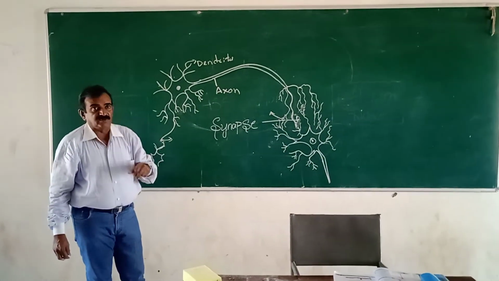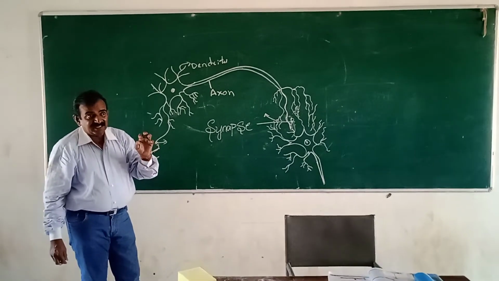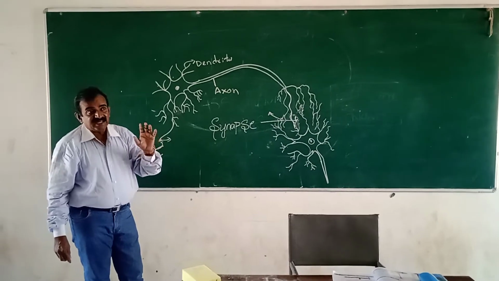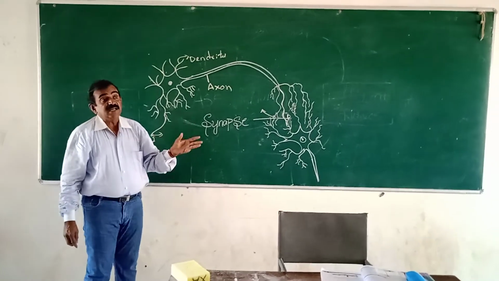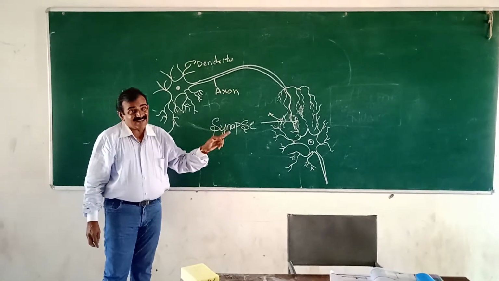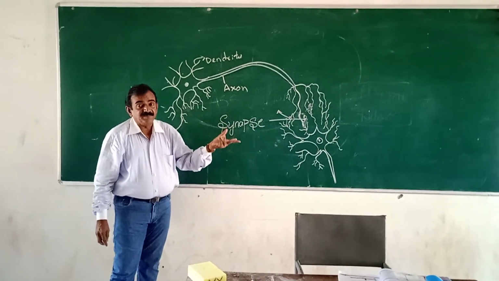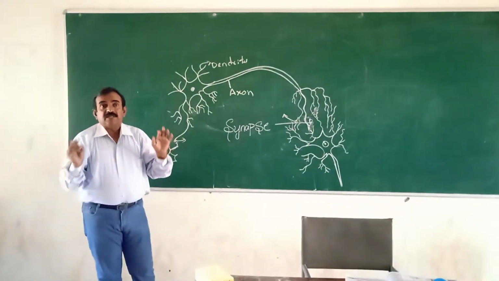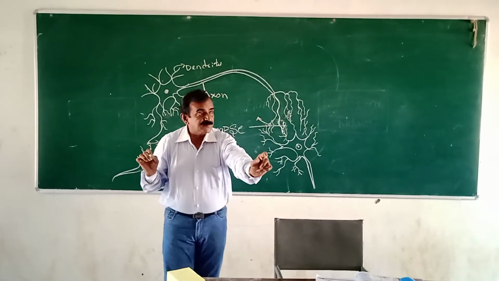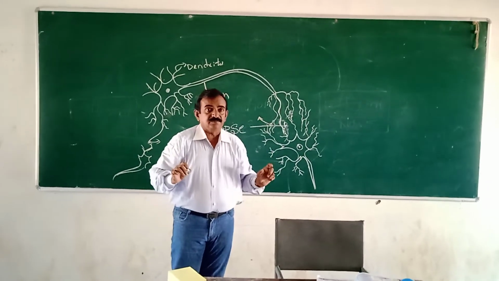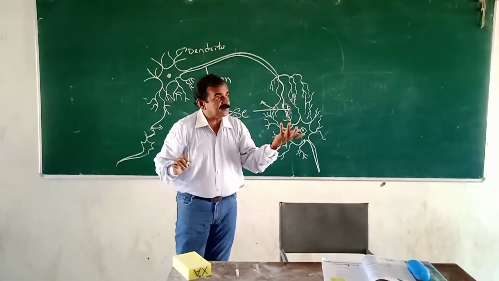I think now you understood well. So what is a synapse? Synapse is a functional region of contact between the dendrites of one neuron and dendrites of another neuron, or nerve terminals of one neuron and dendrites of another neuron, or nerve terminals of one neuron and nerve terminals of another neuron. And synapses are found in the brain, in the spinal cord, or around the spinal cord.